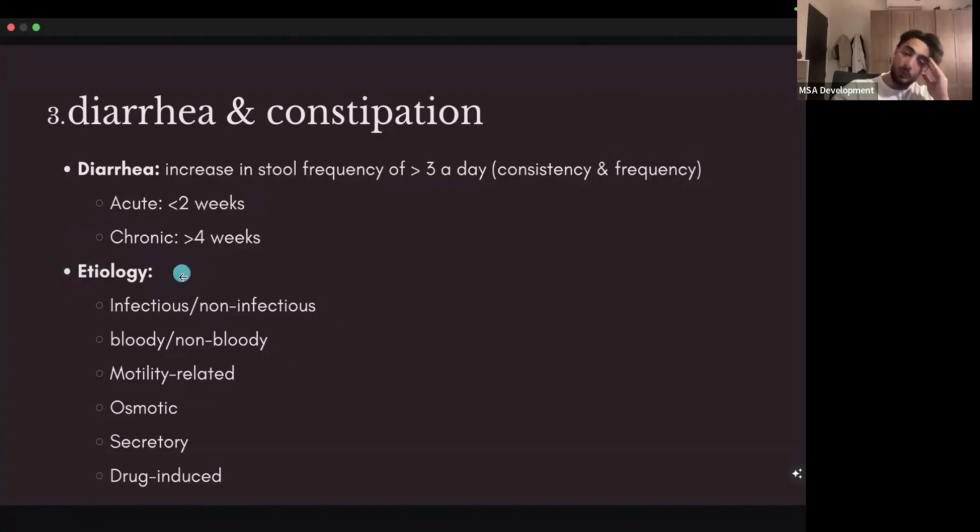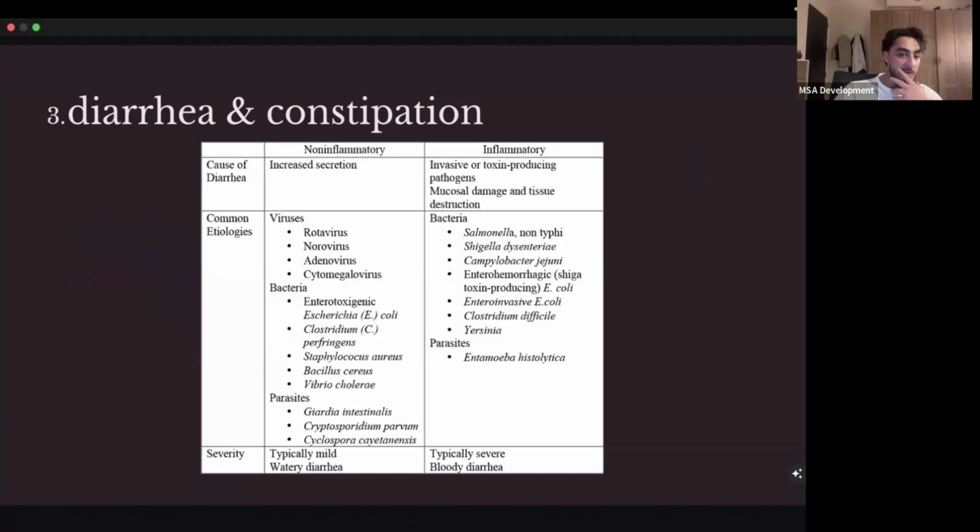Now, the etiology, we could categorize diarrhea in a lot of different ways. So we could say it's either infectious or non-infectious. It's either bloody or it's non-bloody. It could be motility related. Could be osmotic diarrhea, secretory diarrhea, or drug-induced diarrhea. Okay, so this is the non-inflammatory and the inflammatory. The inflammatory we could also call exudative diarrhea.